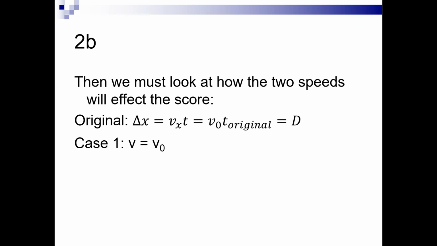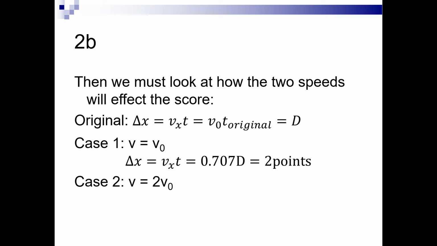So now we have to figure out what's going to happen. The original distance it goes is just the original velocity times the original time, a distance d. If you fire it at v0, because the initial velocity is the same but the time is only 0.7 as much, you end up with 0.707 times d. And if you go back to the diagram, you see that gives you 2 points.